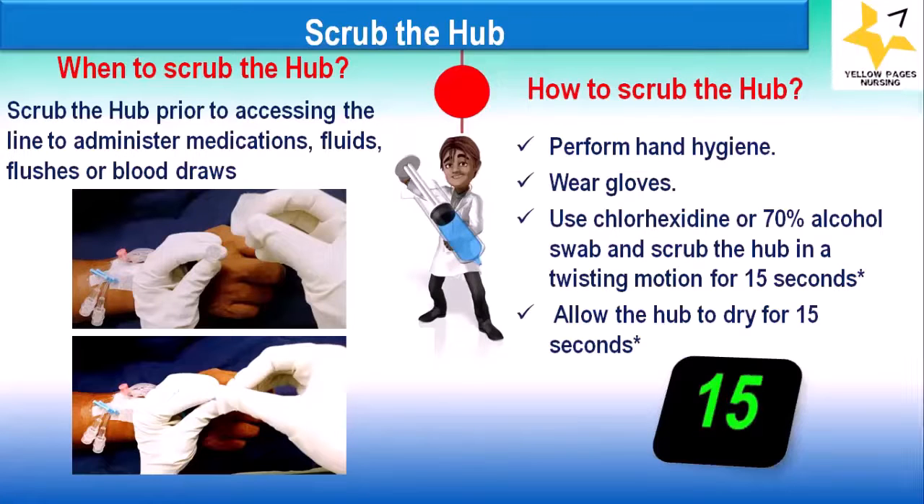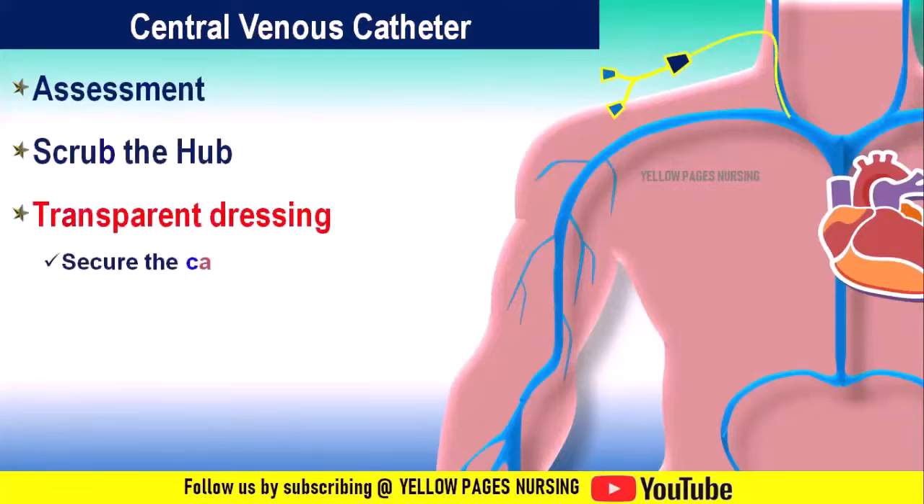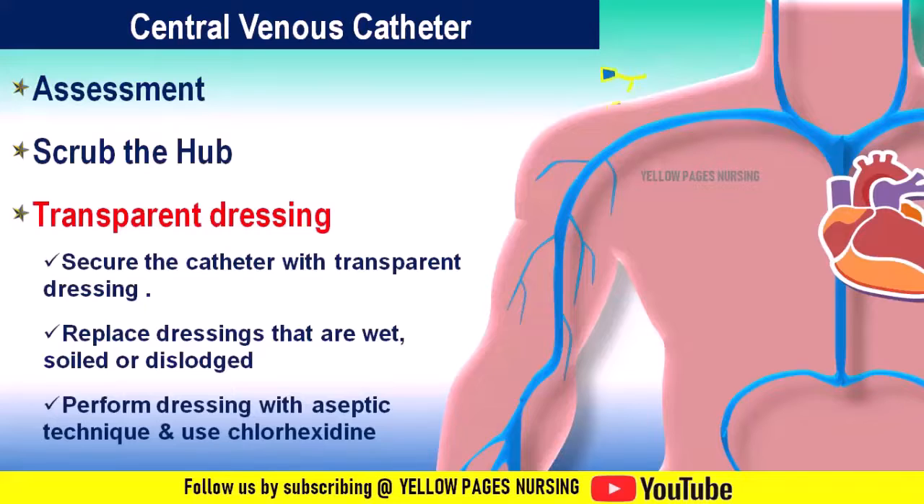Transparent dressing. Secure the catheter with transparent dressing. Replace dressings that are wet, soiled, or dislodged. Perform dressing with aseptic technique and use chlorhexidine.